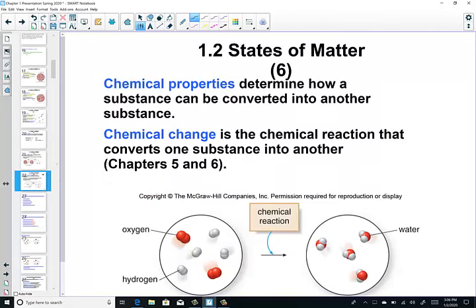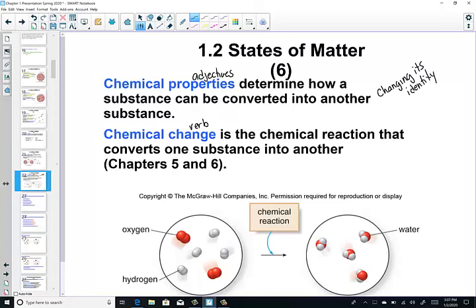Chemical properties, and again, think of properties as adjectives. Think of chemical change as a verb. Chemical properties determine how a substance can be converted into another substance. So I'm changing its identity. A chemical change is the reaction that occurs. A chemical property describes how the reaction occurs.